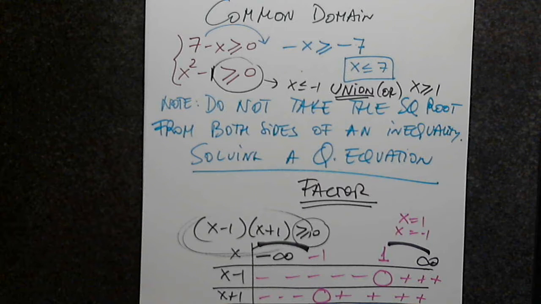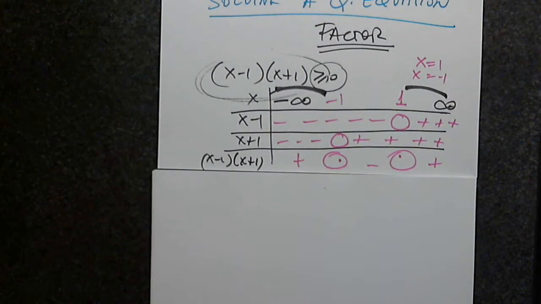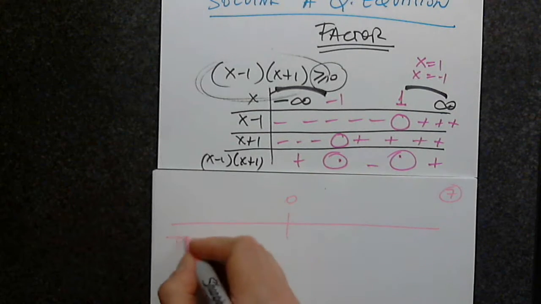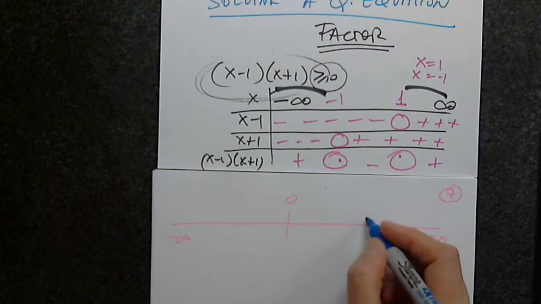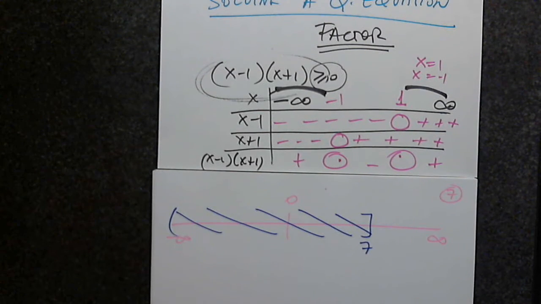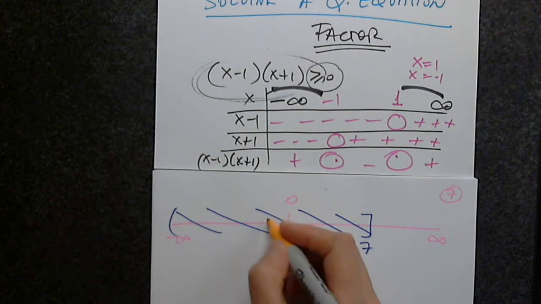Does it make sense? Is it clear? Okay, so now let's put on the real line both conditions and draw a conclusion. I will put in first negative infinity to 7. Let's say I don't care for units. The blue territory is the first inequality. The second one is between negative infinity and negative 1, and 1 to infinity.